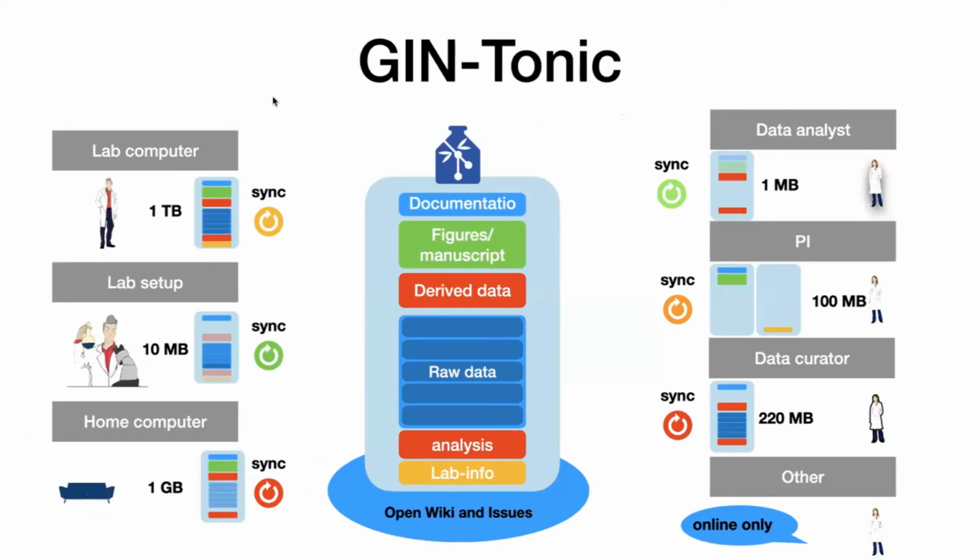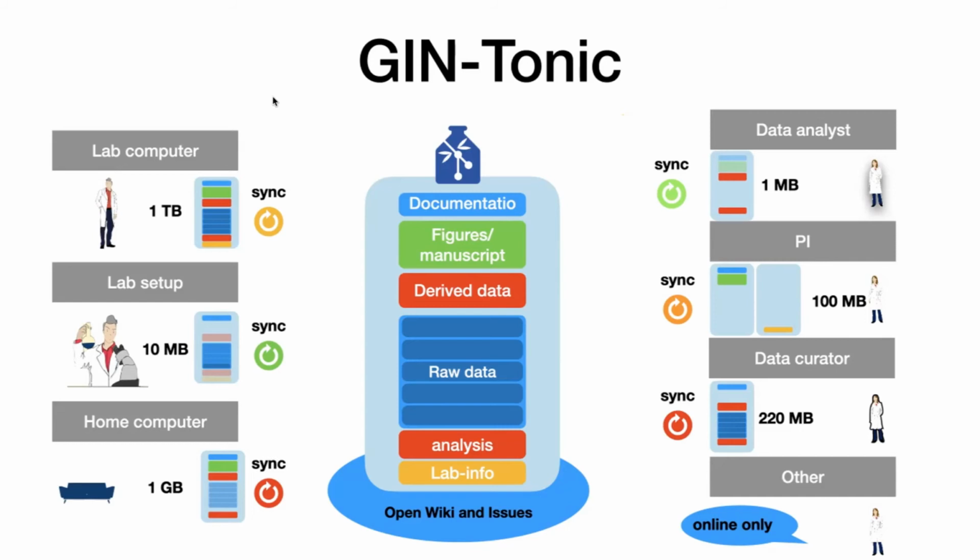Okay, so the next step there is that you can organize things differently for different people. In the middle you'll have all the documentation linked to a project, including an open wiki and issues on the server, which is visible for everyone. You can basically synchronize differently on different computers. This means that, for instance, on the lab computer, you may want to have everything, while at home, you don't want the raw data, which takes too much storage, and you just want to work on the derived data and the analysis.